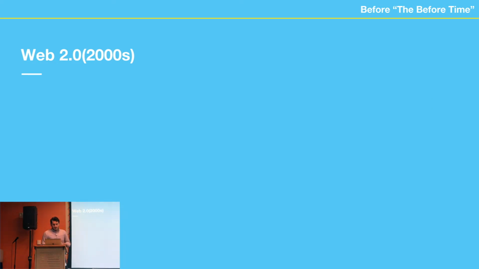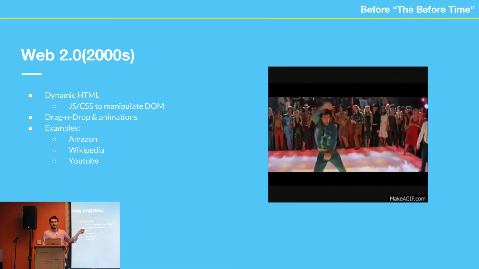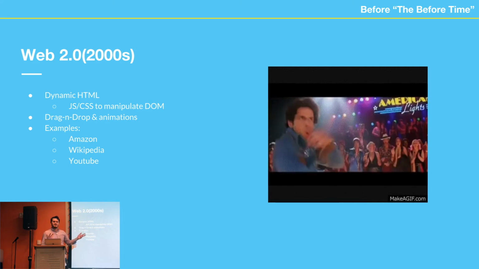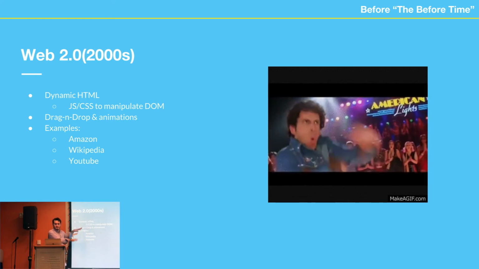So the next one, Web 2.0, right? It added dynamic HTML. It means JavaScript and CSS can manipulate the DOM. Cool, that's React in a nutshell, really, right? This was in the early 2000s. Drag and drop animation, some examples are Amazon, Wikipedia, YouTube. So this is in the 2000s, right? You can kind of remember, what can I attach myself to remember when Web 2.0 came out? Well, that's when Starsky and Hutch came out. So next time you see that movie, it really takes place in the 70s, I think, just know that Web 2.0 was around the same time.